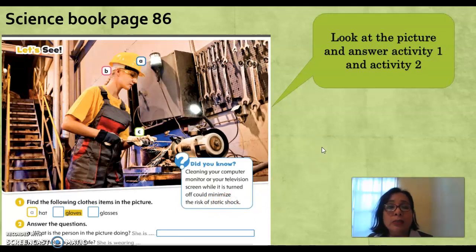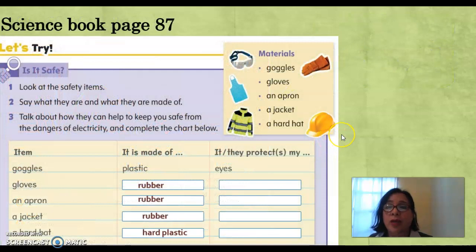Now, when you answer this page, go ahead with the next one. It says science book, page 87, and let's try. Is it safe? Look at these safety items right here on this part. Say what they are and what they are made of.